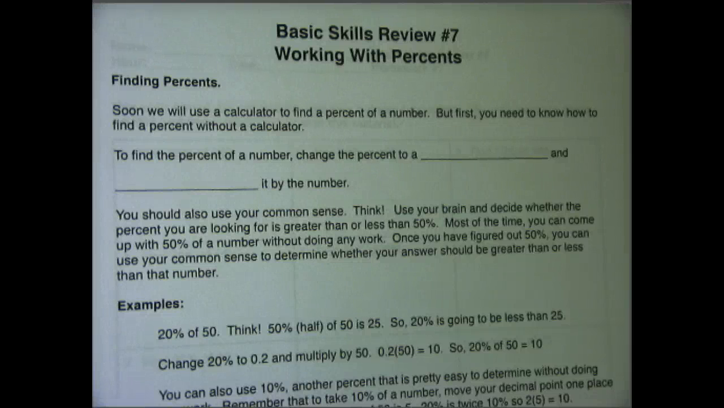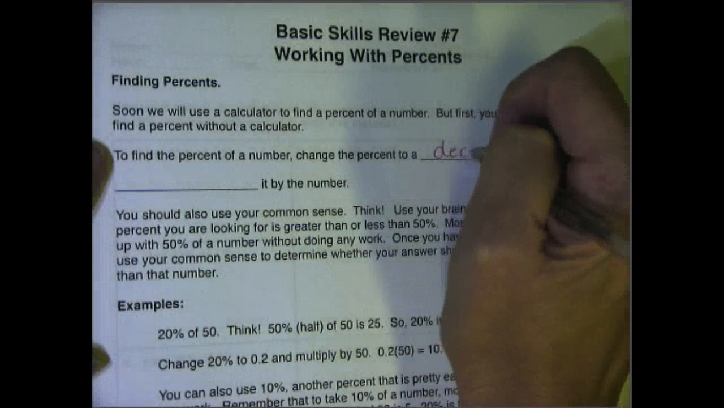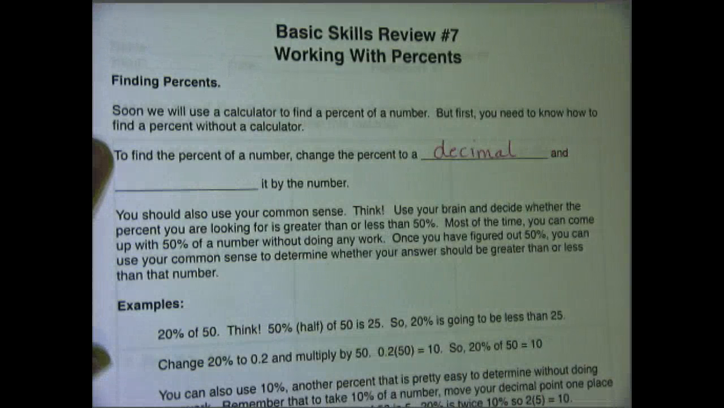Let's begin Basic Skills Review number 7, Working with Percents. For finding percents, we will eventually use a calculator to find the percent of a number, but first you need to know how to find it without a calculator. To find the percent of a number, change the percent to a decimal. You learned that in Lesson 6, in Basic Skills Review number 6.